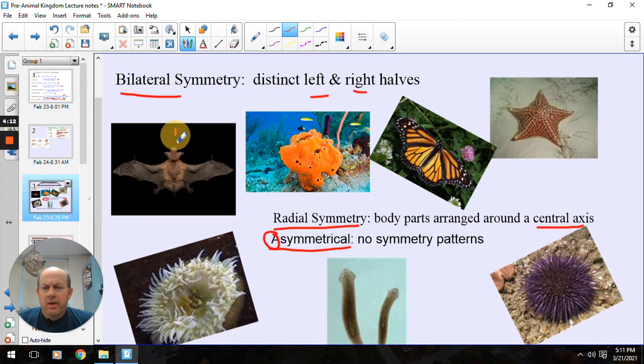So our bat here would have a left and right side, so that'd be bilateral. Our butterfly would be bilateral.